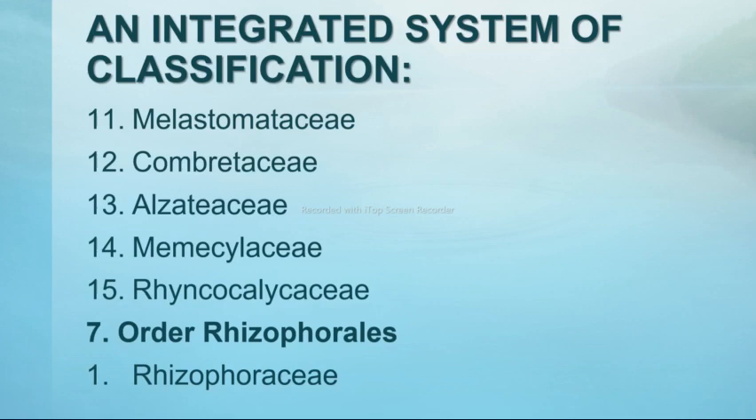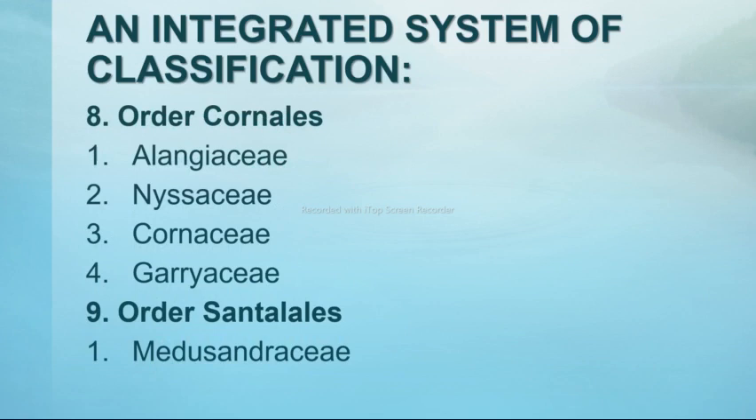And the next is the order Cornales, which includes the Elaeagnaceae and Nyssaceae, and the next is Cornaceae, and the fourth is Garryaceae.